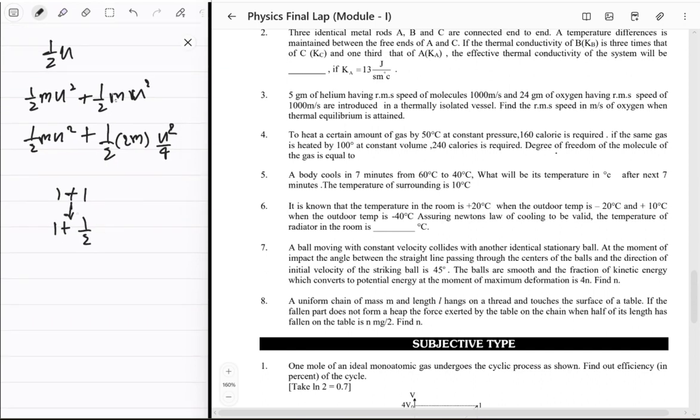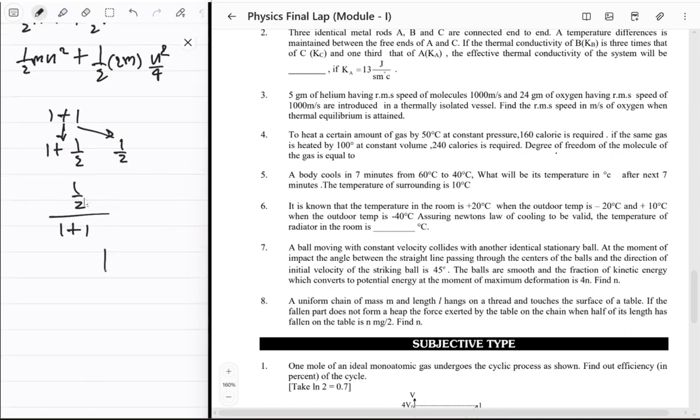So we are dividing it into two parts. This is 1 upon 2 in that case. So 1 upon 2 upon 1 plus 1, that is the fraction of kinetic energy converted to potential energy. You get the thing. So it's just equal to 1 upon 4. There is 4n. What? No, it's 1 upon 4. I think they should have written 1 upon 4n, but they mistakenly wrote 4n.